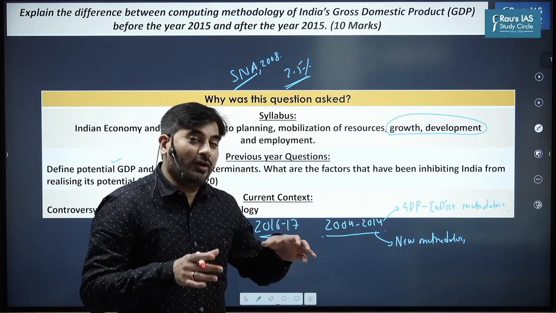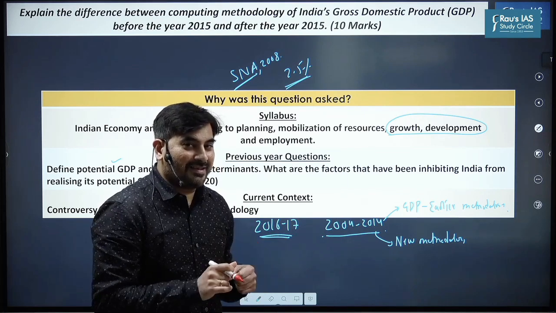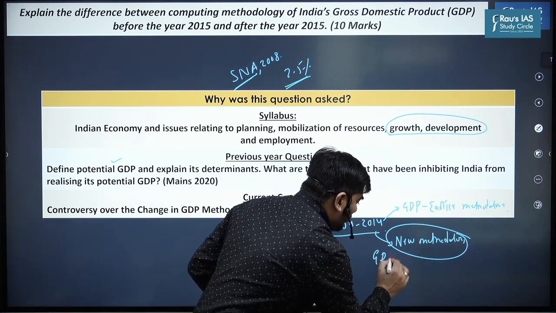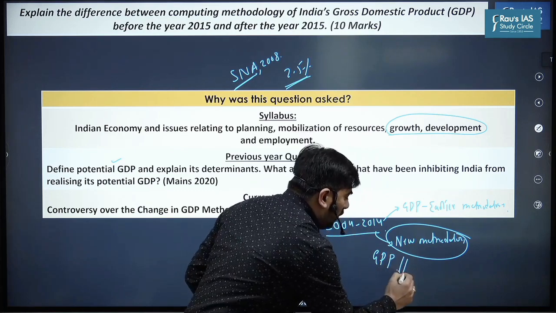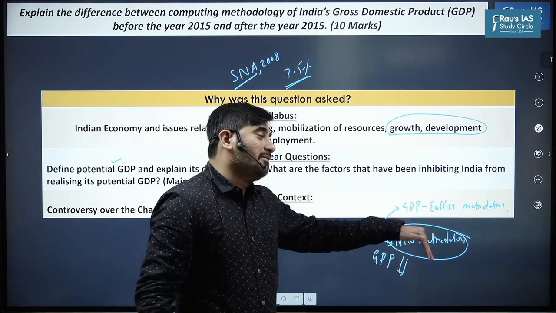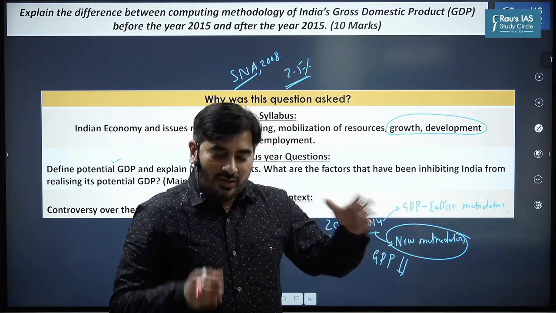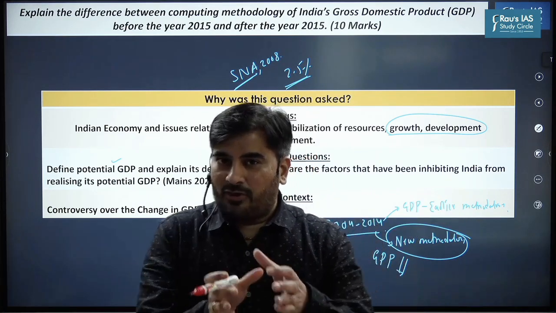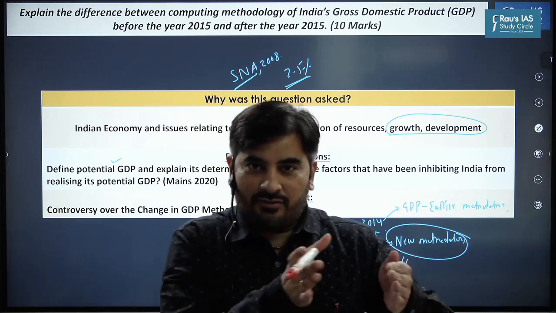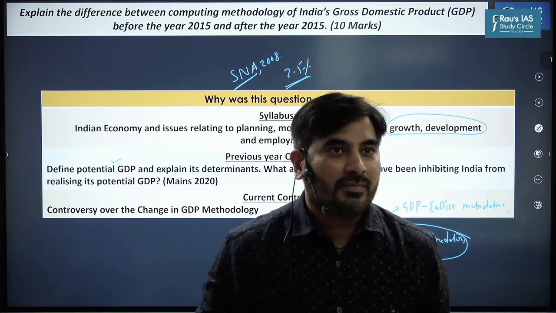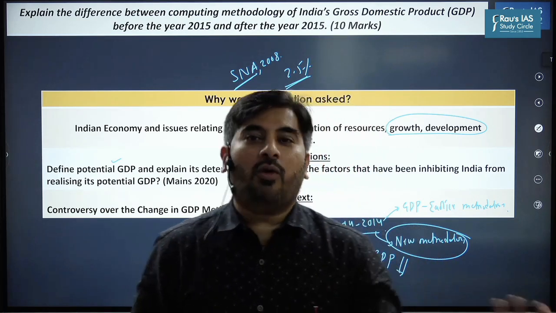But then what we got to know in this case is, using the new methodology, the GDP growth rate was actually lower than what we had estimated earlier. Using the new methodology, whatever GDP growth rate we estimated between the years 2004 to 2014, this was lower than what we had estimated earlier. Once again, you must be wondering, so what?